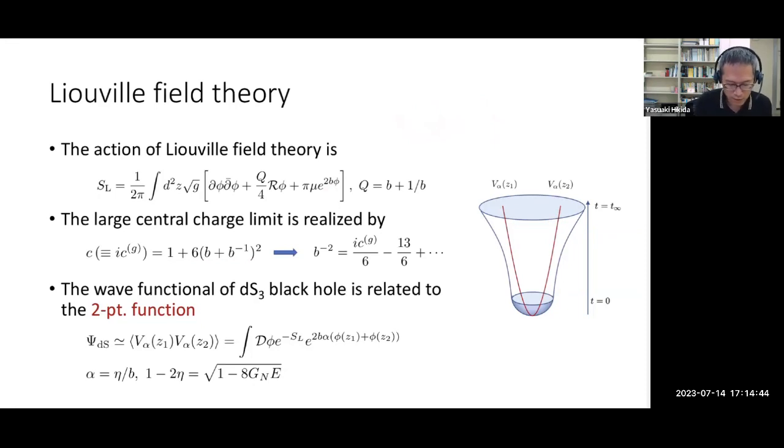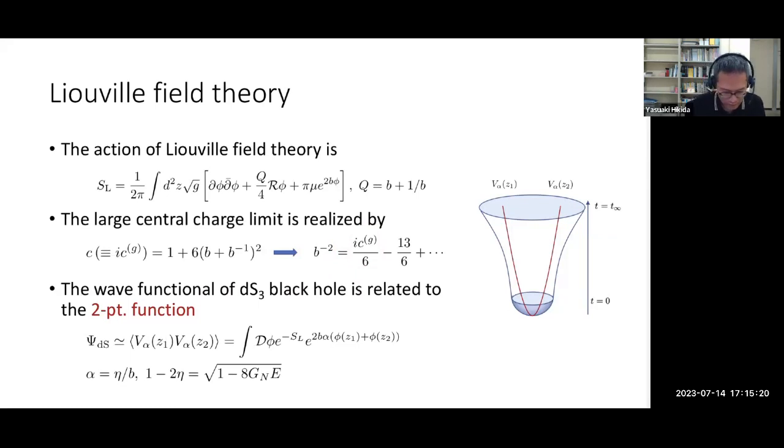Then b becomes some kind of coupling constant of this Liouville field. So b can be regarded as a coupling constant of Liouville theory. So we do some expansion in terms of b, not c, but they are almost equivalent. So b inverse is somehow related to the central charge. So we are going to take a b to 0 limit such that this becomes imaginary.